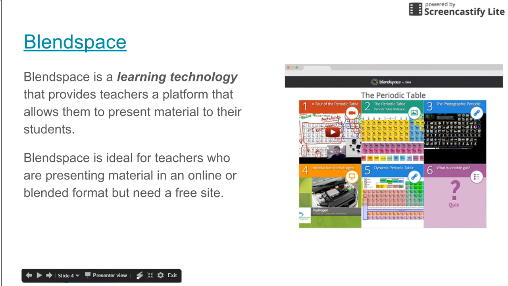And you can always tell students, like in a blended atmosphere, you can tell students, we're outside of class, you're going to complete tiles 1 through 4. But in class, we're going to be doing that dynamic periodic table while we conduct this lab that we do when we meet face to face.